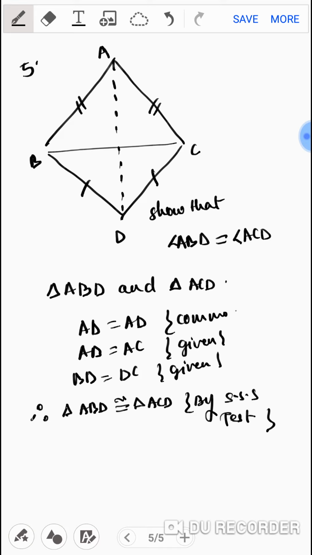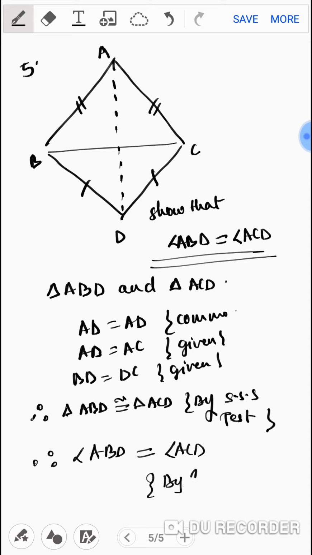Once you got this, you need what? Show that angle ABD, yes. Therefore, you can write angle ABD is equal to angle ACD by CPCT. Once you got the two triangles congruent, my dear kids, you can take any angle, any side of these two triangles and make them congruent by using the property: congruent parts of congruent triangles are always congruent.